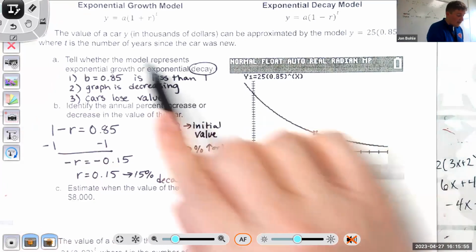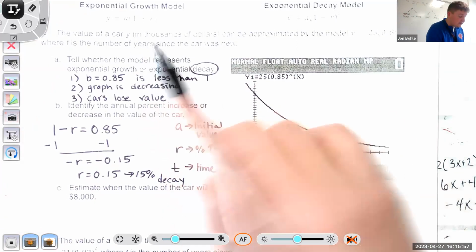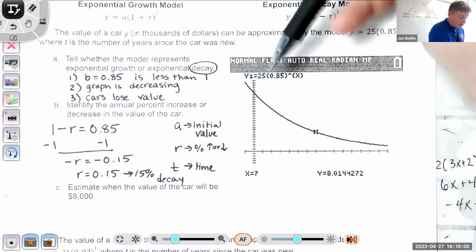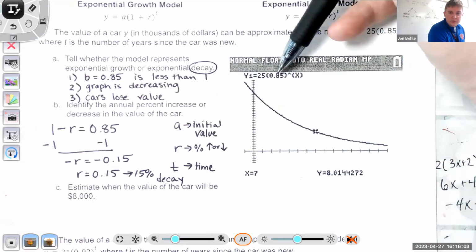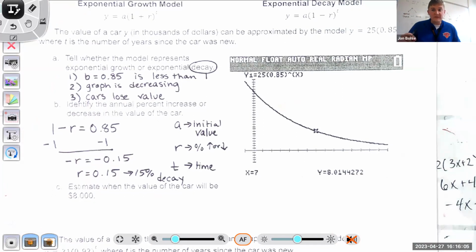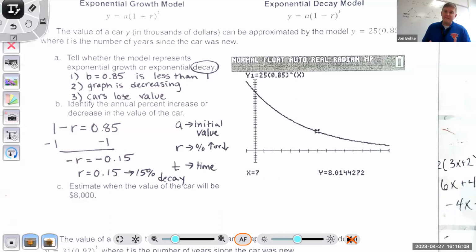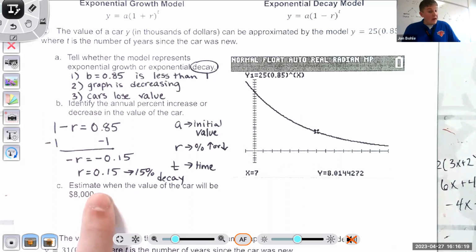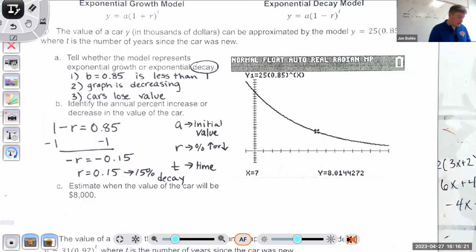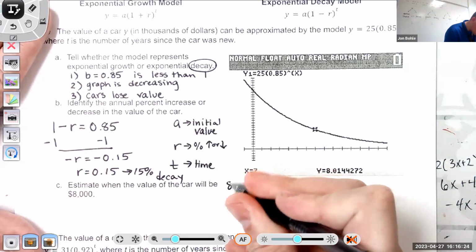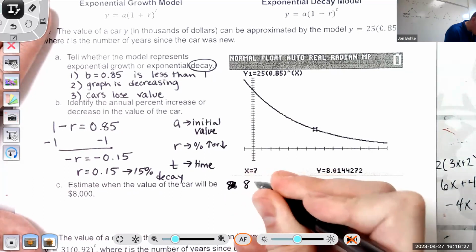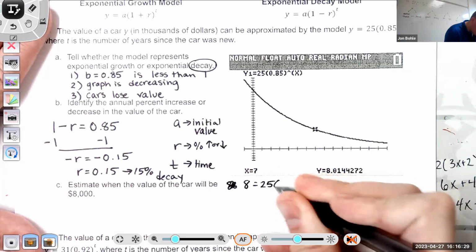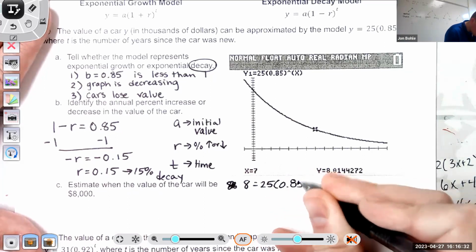So in this situation, y is the value of the car in thousands of dollars. It has an initial value of $25,000 and it's losing 15% every time. If it's losing 15%, that means it's retaining 85% of its value year after year, but it's still losing that 15%, so it's decreasing. Okay, estimate when the value of the car will be 8,000. So the question is y equals 8. We know 8 is equal to 25 times 0.85 to the t power.